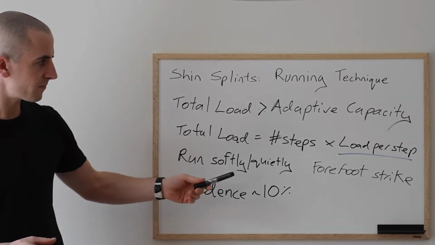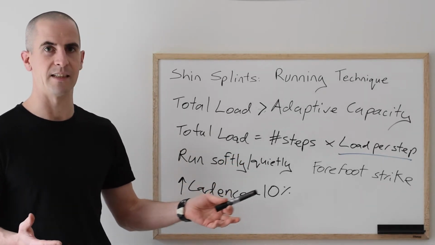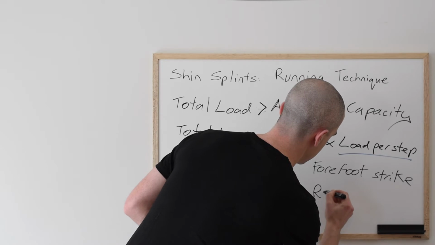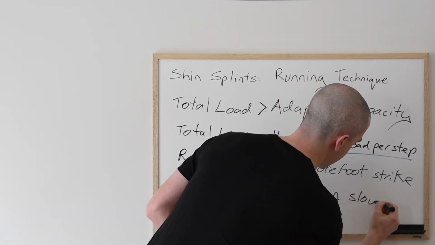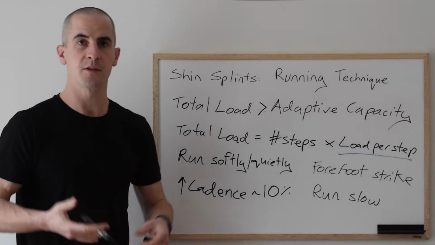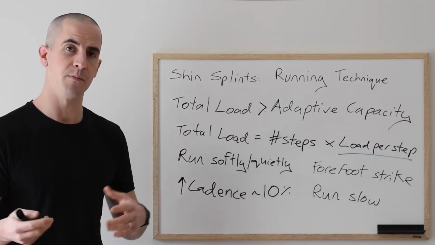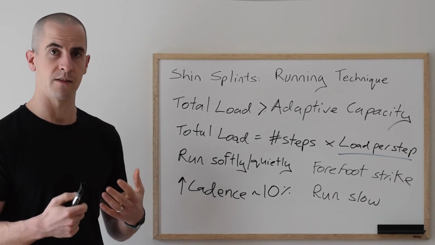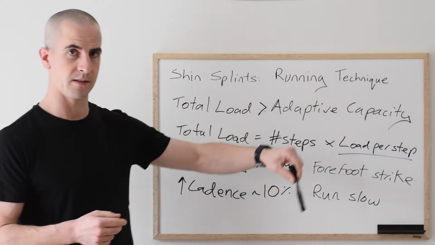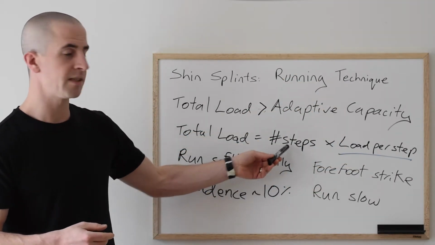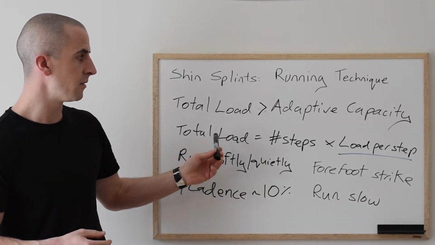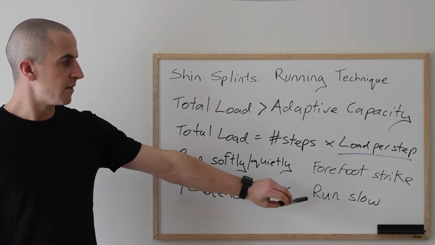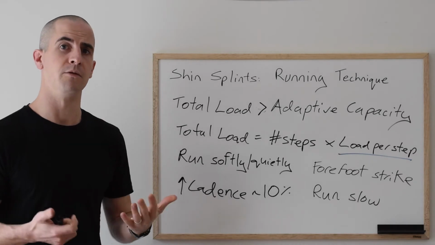The last thing is, it kind of is a technique, but it's not a technique change: running more slowly. When we run faster, the forces go up. As we land when we're sprinting, there's a much higher force experienced by the tibia than when we are running slowly. So if we run slower, the load per step will go down. If the load per step goes down, we can potentially take more steps before our total load exceeds our adaptive capacity. So the idea is, if we slow down a bit, we might be able to do more running overall during the week.